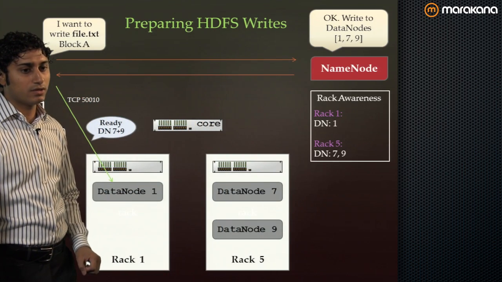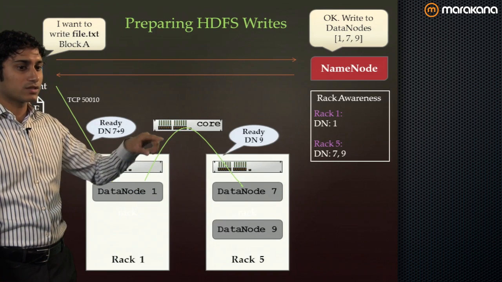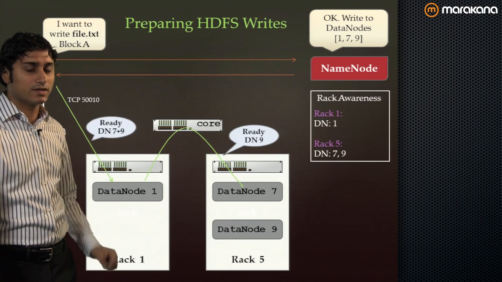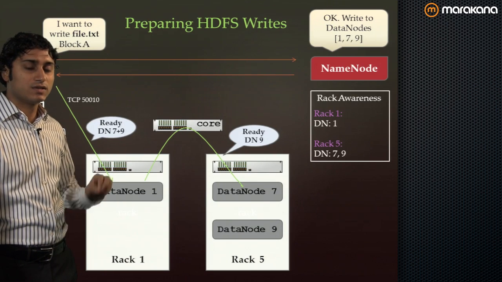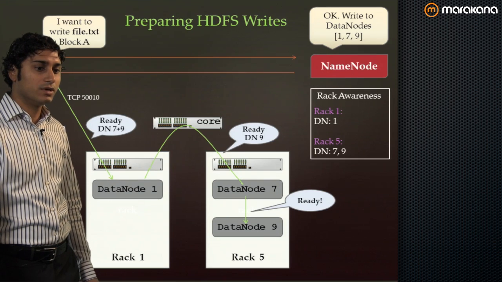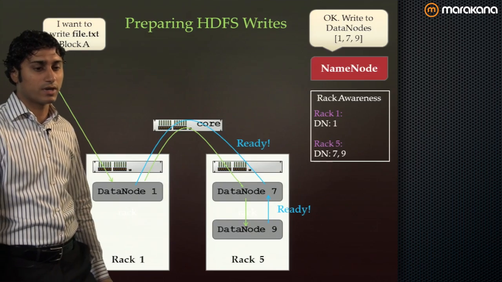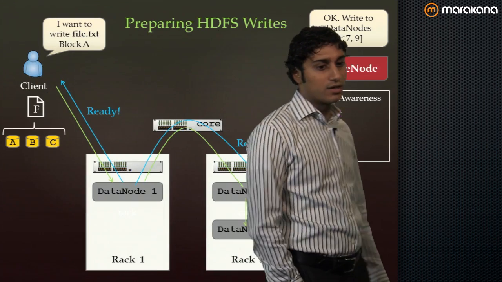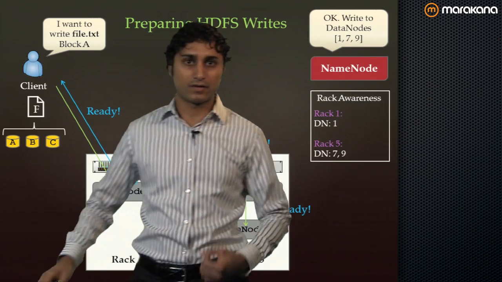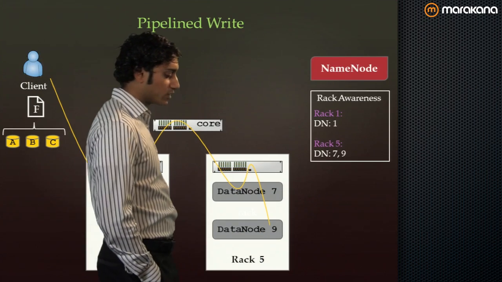Then data node 1 will forward on that ready command by hopping through the top of the rack switch, the core switch, and the next top of the rack switch to data node 7, and ask 7 to get 9 ready as well. And then finally, data node 9 will let 7 know that it's ready, and 7 will let 1 know that it's ready, and 1 will let the client know that they are all ready and the TCP pipeline is ready to take down that first block. So this is where the pipelined write actually begins.